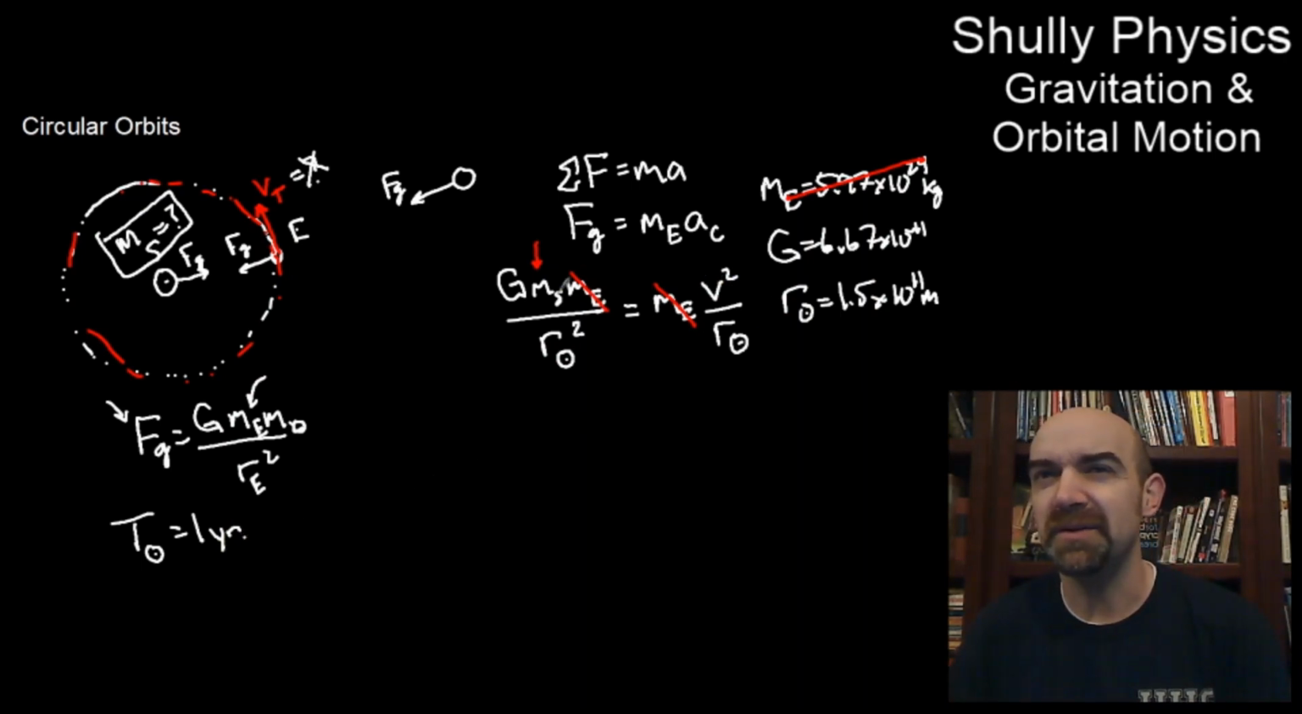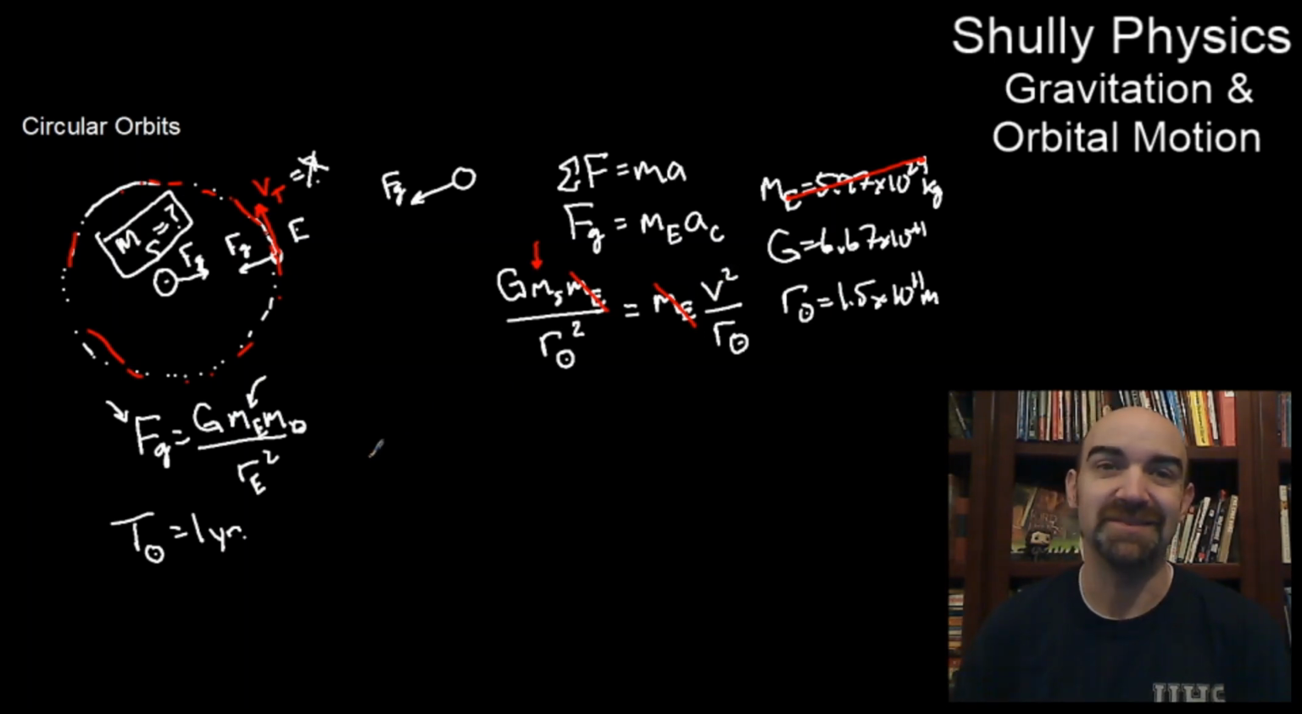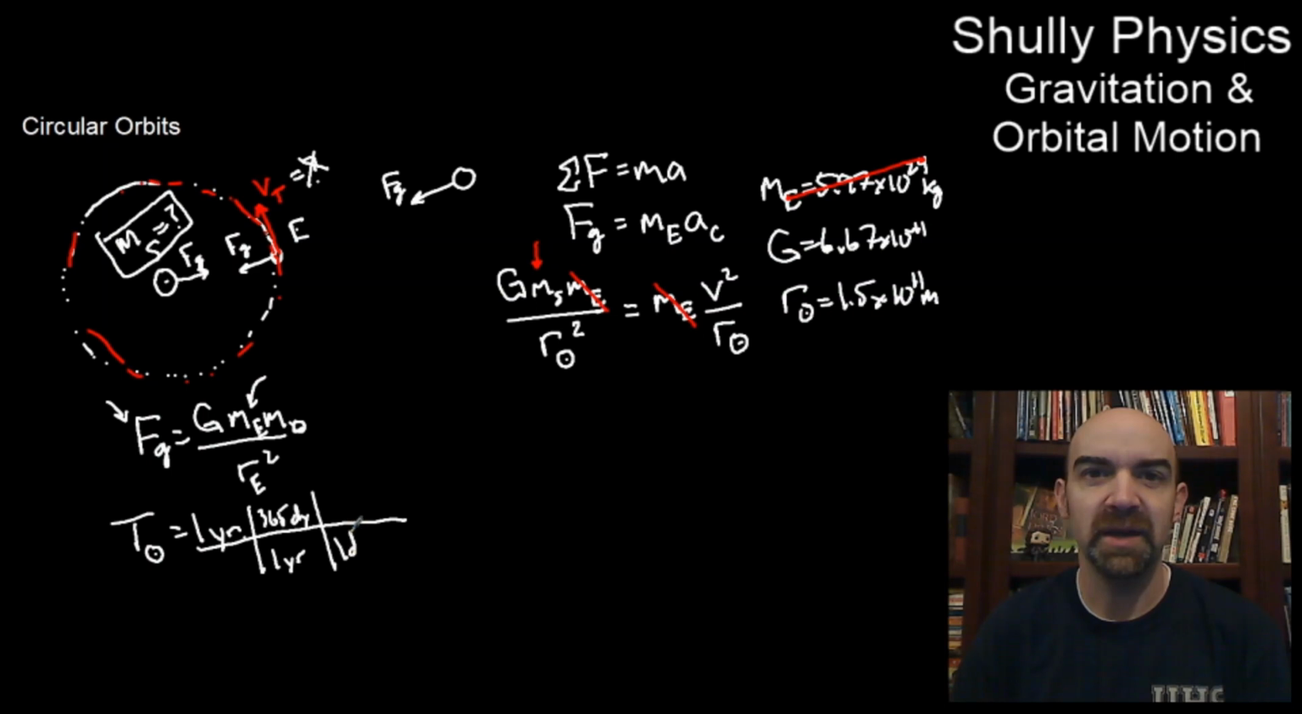Now when we're talking about kilograms and meters per second, we need time to be in seconds. Let's do a little conversion here. 1 year is 365 days, approximately. And 1 day is 24 hours. And 1 hour is 3,600 seconds. You could put 60 minutes and then 1 minute is 60 seconds. Okay. So years cancel, days cancel, hours cancel.